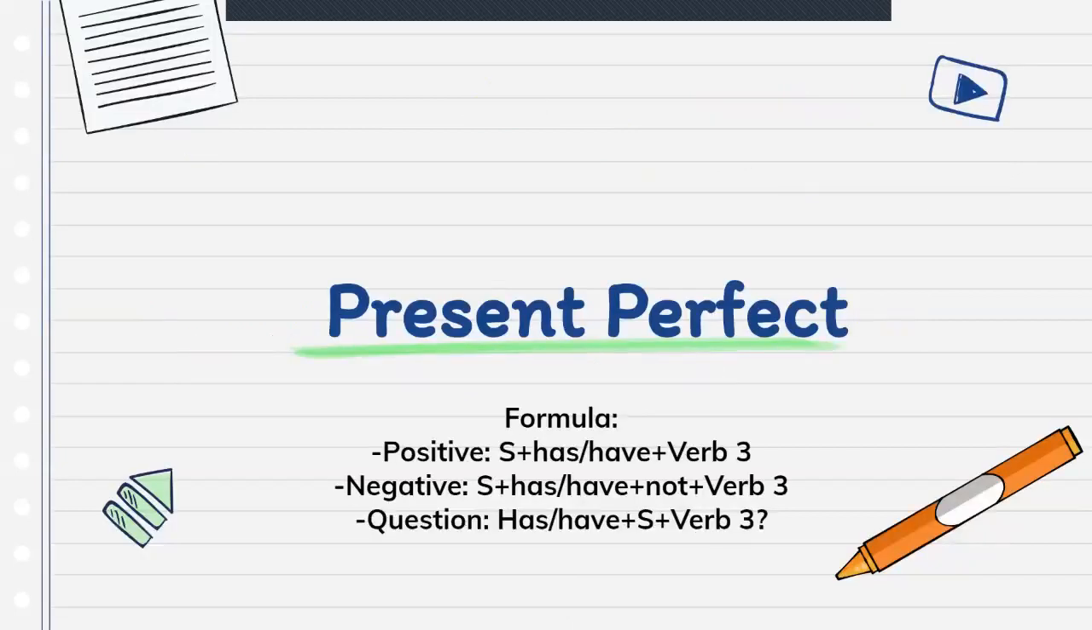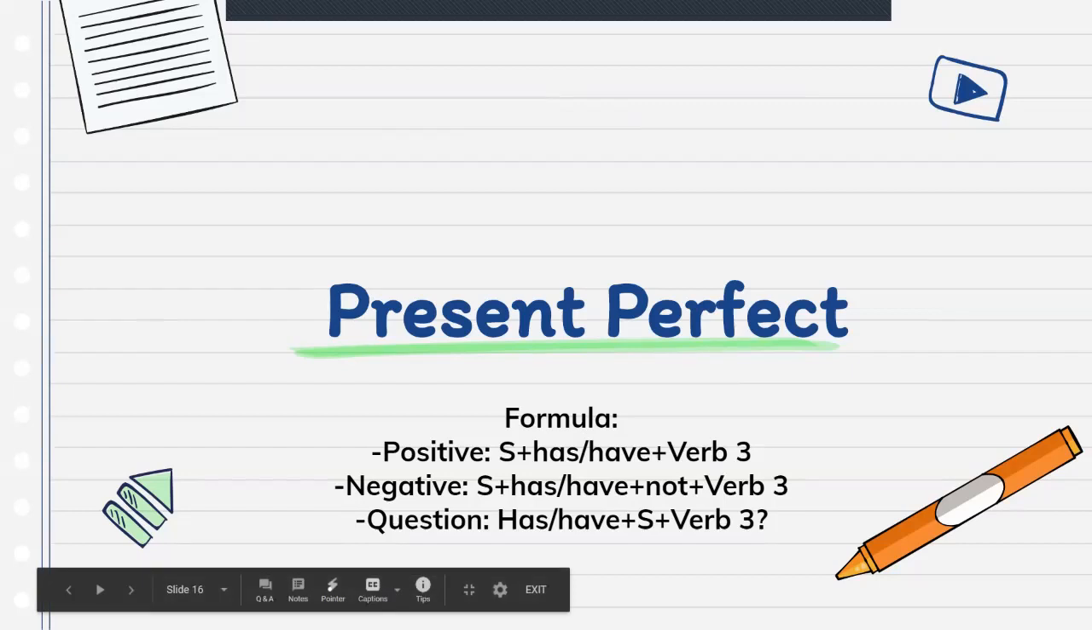Next, we have present perfect. For present perfect, this is the formula. Positive, subject plus has or have, depending on the subject, plus verb 3. Negative, subject plus has or have plus not plus verb 3. And for the question, has or have plus subject plus verb 3.